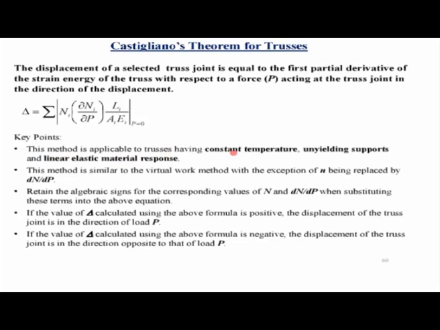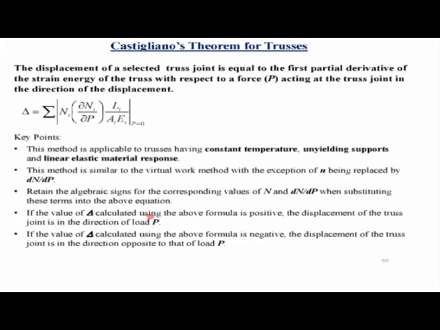First of all, this method is applicable to trusses having constant temperature, unyielding supports, and linearly elastic material response. So this cannot be used for calculating deformations due to temperature changes like we did for the virtual work method, or for support displacements. This method is similar to the virtual work method with the exception of n being replaced by dN by dP. In the virtual work method, it was capital N times small n times L over AE. Instead of that small n, we have del N over del P. And also in this method, you should remember to retain the algebraic signs for the corresponding values of N, del N and del P when you are substituting these terms in this equation.